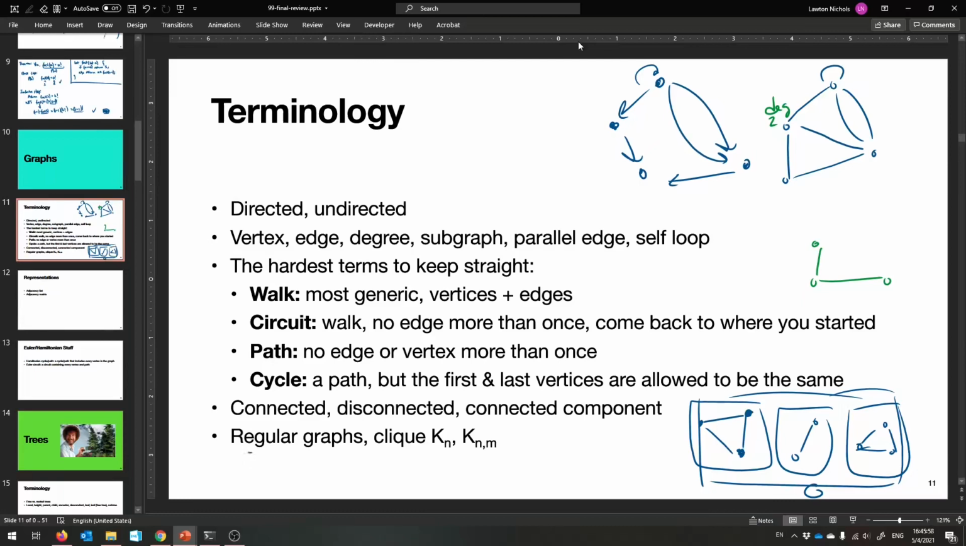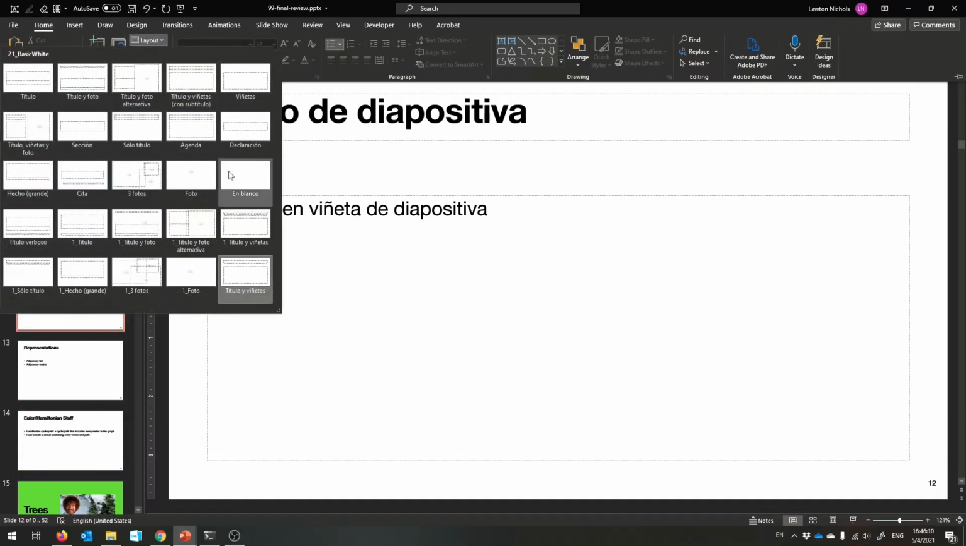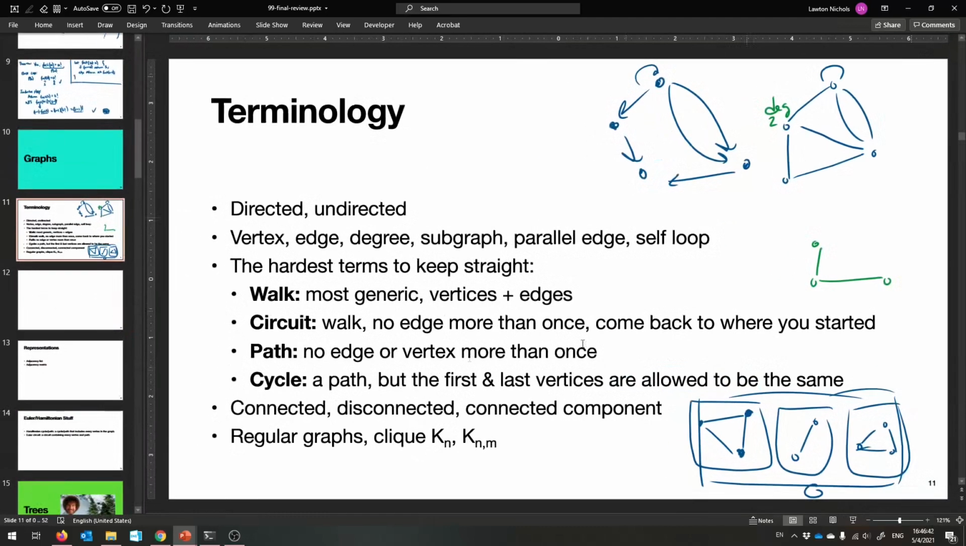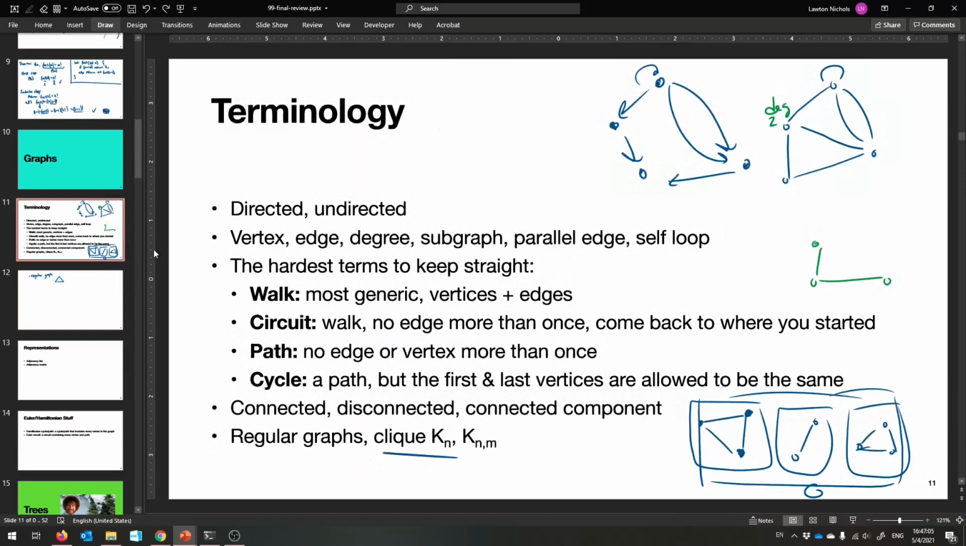And then I don't have enough room, so let's talk about regular graphs and then cliques and also K_n and K_{n,m}. So, oops, let's get rid of that. So in a regular graph, everybody has the same degree. Okay? In a regular graph, every vertex has the same degree, so like this is a regular graph because every vertex has degree 2. I'll have 2 edges. Okay, that's a regular graph. And then cliques are the fun ones.